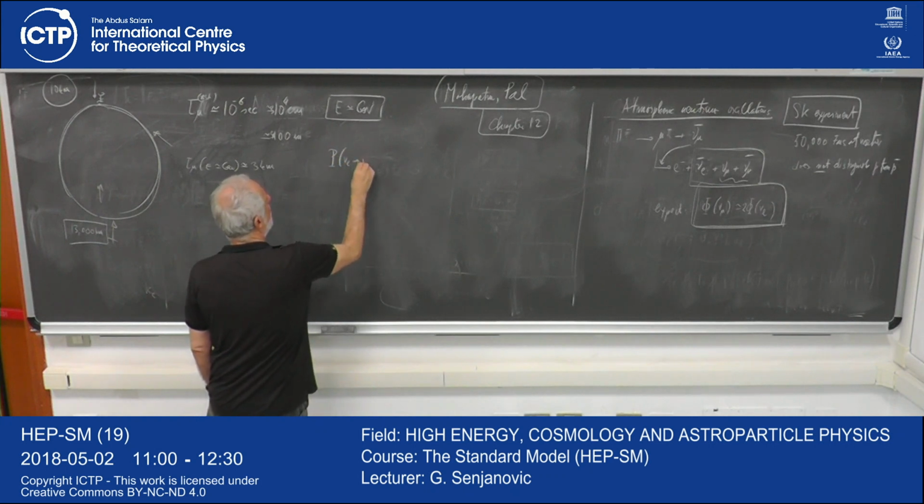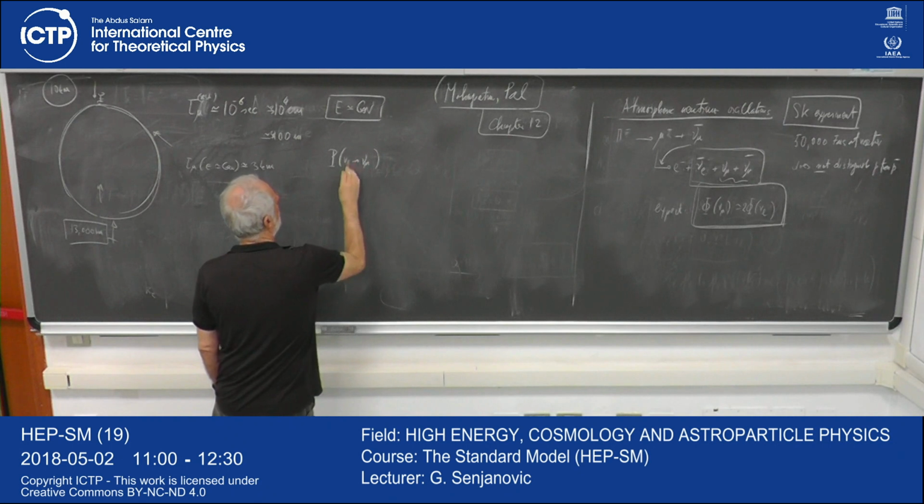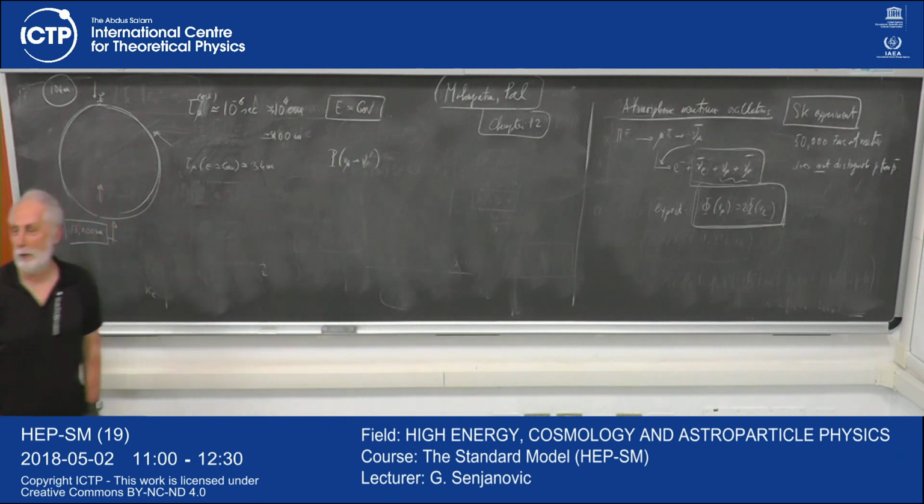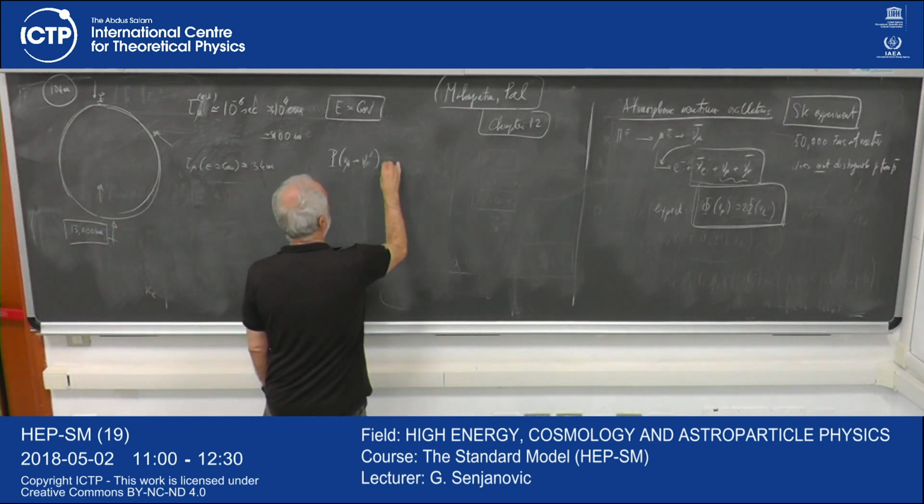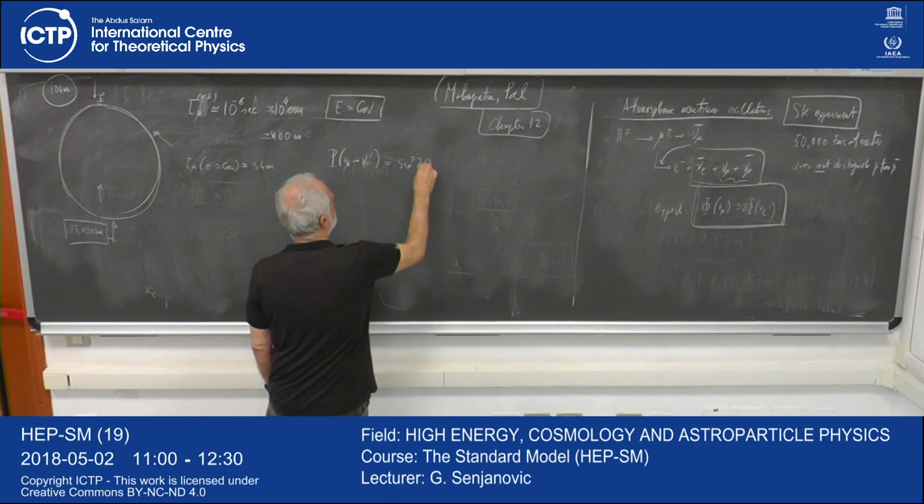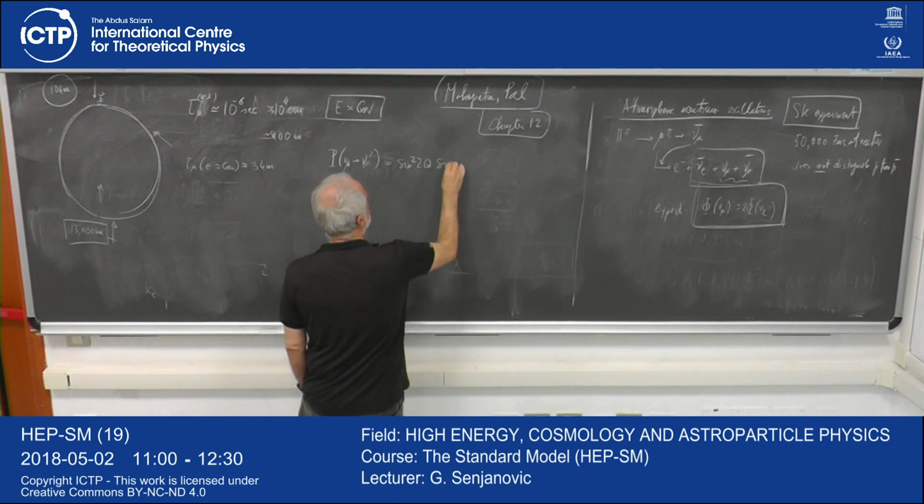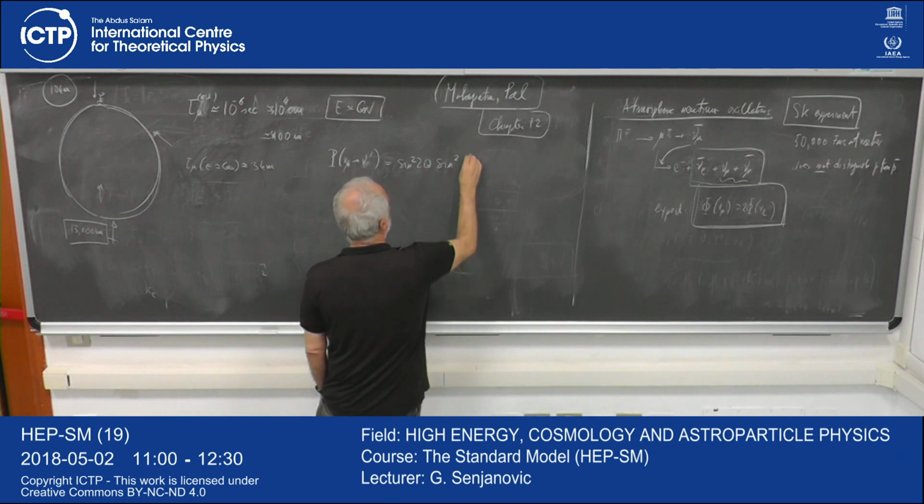This you derive, nu mu into something, let's call it nu prime, I don't know what it is, decaying into, will be sine squared 2 theta, sine squared delta m squared L over 4E.